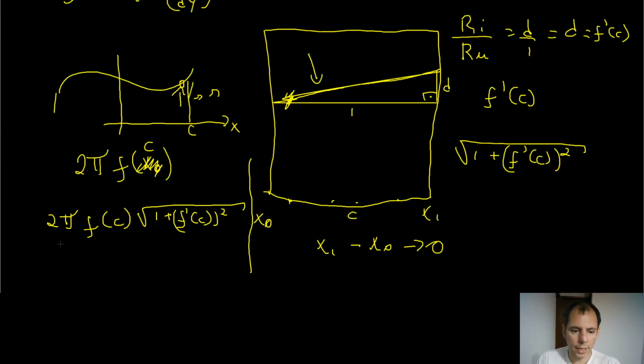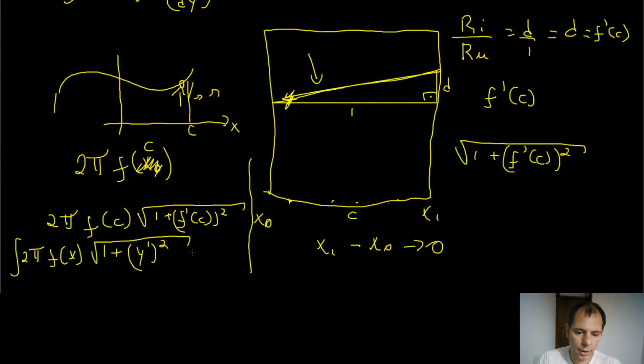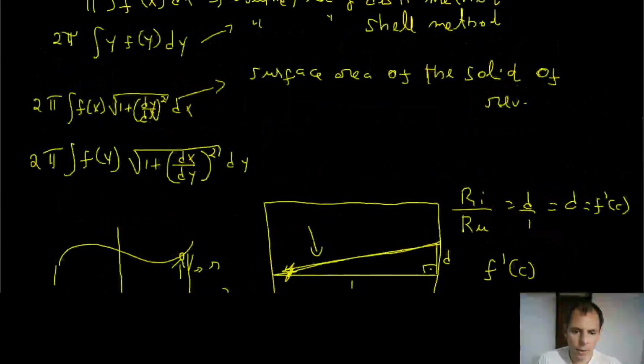So we have to integrate this. It'll be the integral of 2 pi f of x times the square root of 1 plus, since we're doing y as a function of x, we can just do y prime squared dx. And if we're doing x as a function of y, then we use this function here. And that's it, guys.